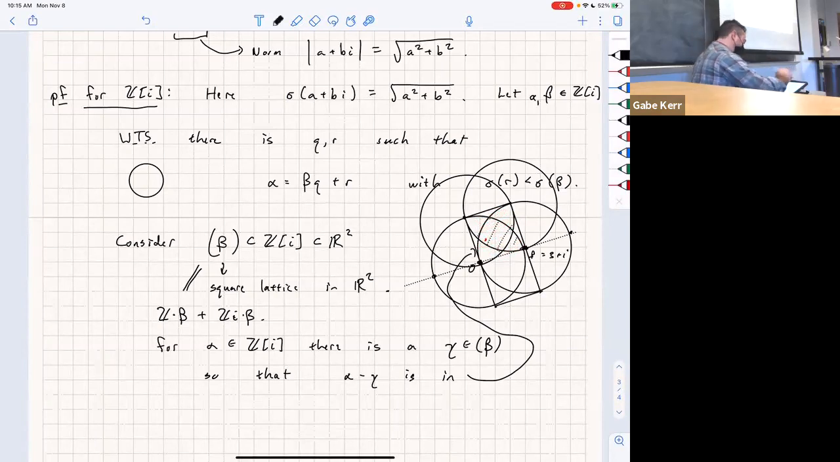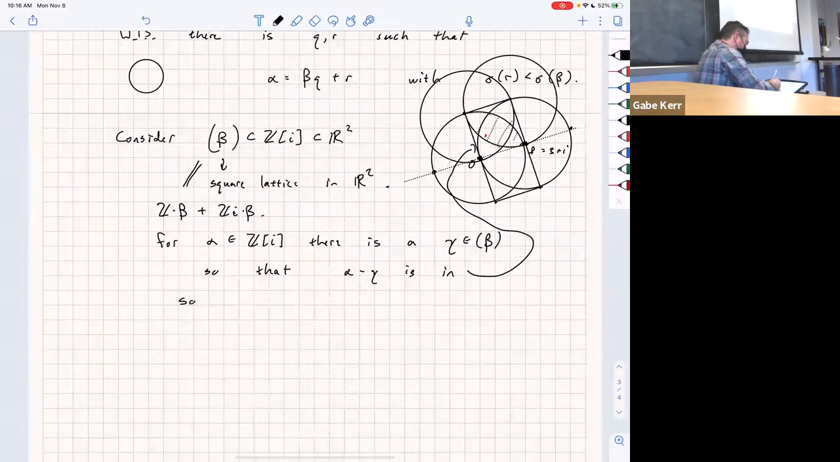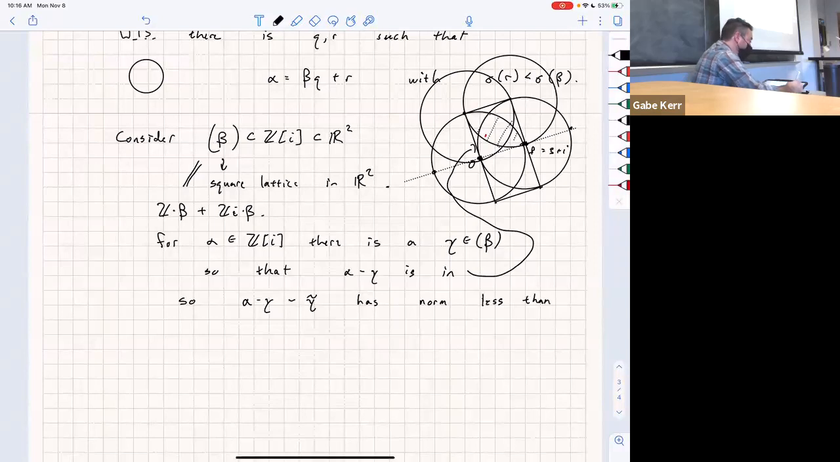So in other words, alpha minus gamma, now that circle maybe minus gamma tilde, has norm less than alpha. Sorry, less than beta. Beta, okay, what does that mean? Beta is the radius of that circle. It's the length here. Norm of beta is the length there, right?